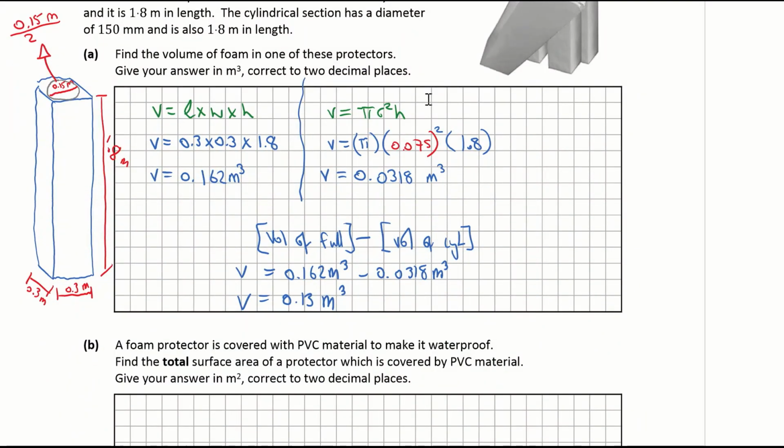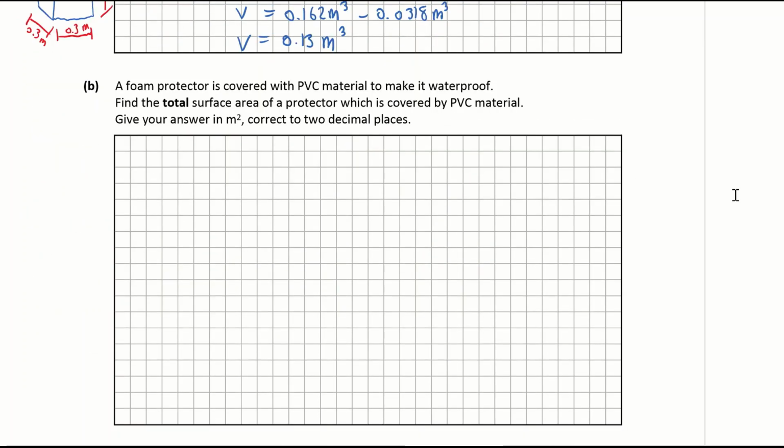Looking at part B. A foam protector is covered with PVC material to make it waterproof. Find the total surface area of the protector, which is covered by the PVC material. Give your answer in meters squared. Okay, so we basically need to find the total area of this shape. So I need to get the area of the front of it, the back of it, the 2 sides, the bottom, the top, and then the cylinder in the middle.